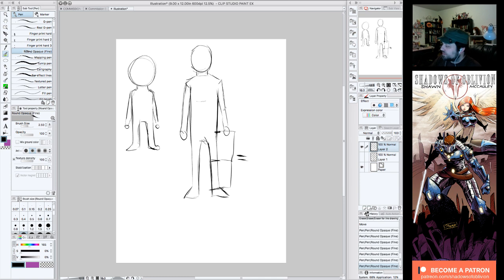Same thing with the arm. From the shoulder to the elbow is always going to be equal to elbow to the wrist. So that's going to be equal in size too. Doesn't matter if they're an infant, newborn, or really old.